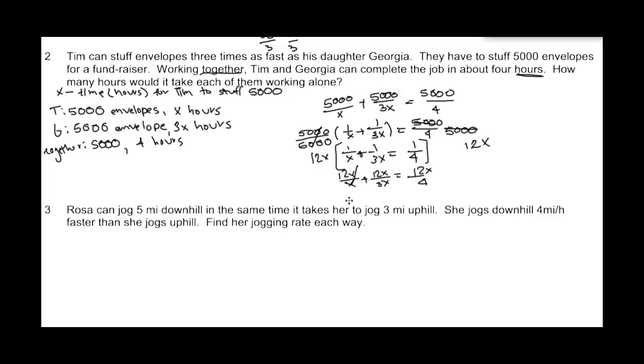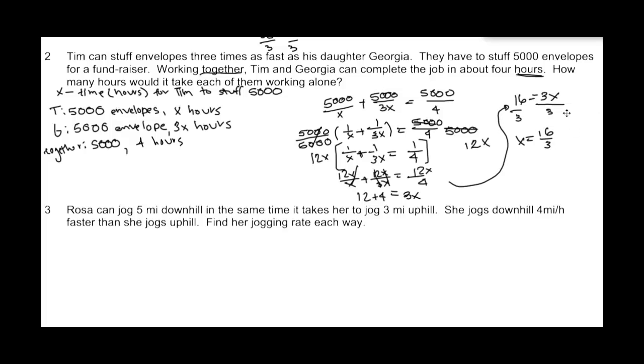Simplifying gives me 12 plus 12 divided by 3 is 4. My x's go away. Equals 12 divided by 4 gives me 3x. Moving up here, 12 plus 4, 16 equals 3x. Finally, x equals 16 over 3.